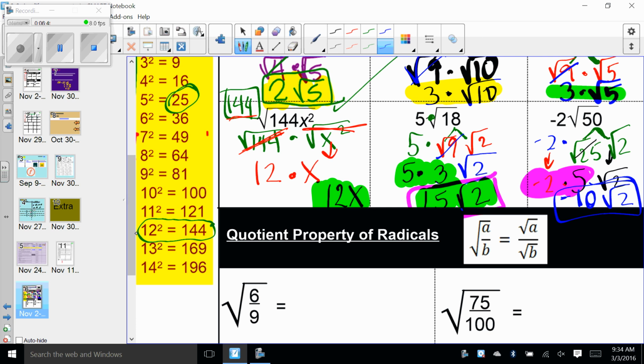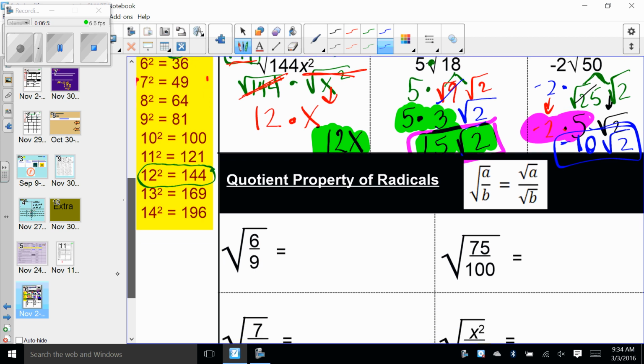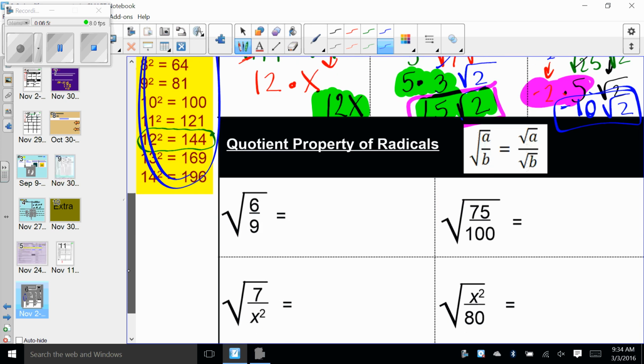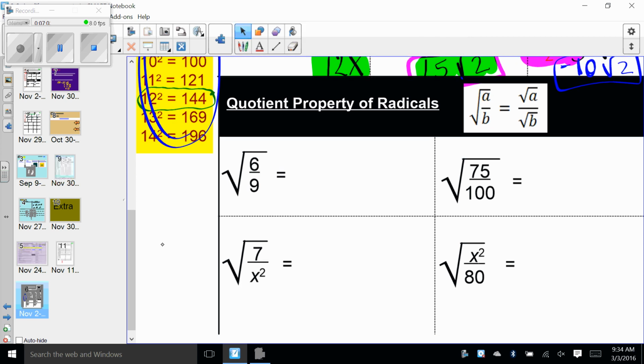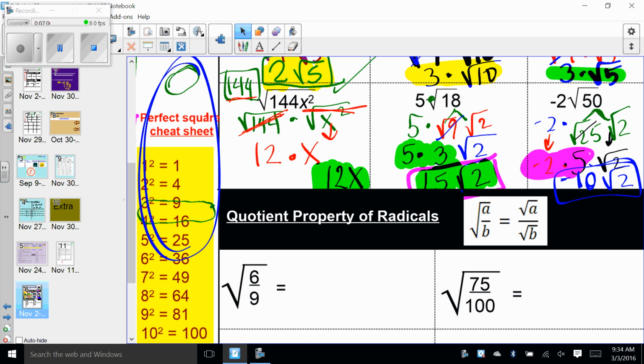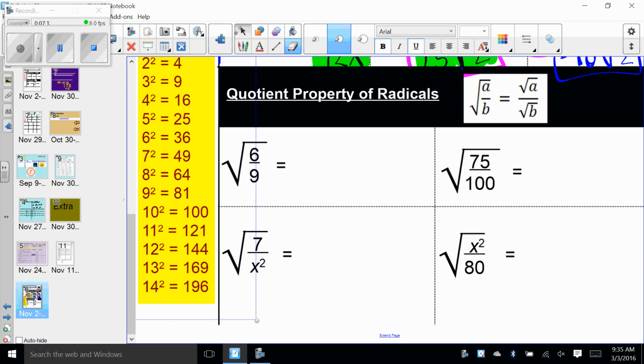Okay, those are product properties, so multiplication properties. I gave you 6 examples up there. You're kind of doing it like a tree diagram, but we're really looking for perfect square roots. Using this cheat sheet over here is super helpful. All right, moving on. Quotient properties now. I'm going to slide this down with me. Quotient means division, so same property where we can break it up the same type of way.